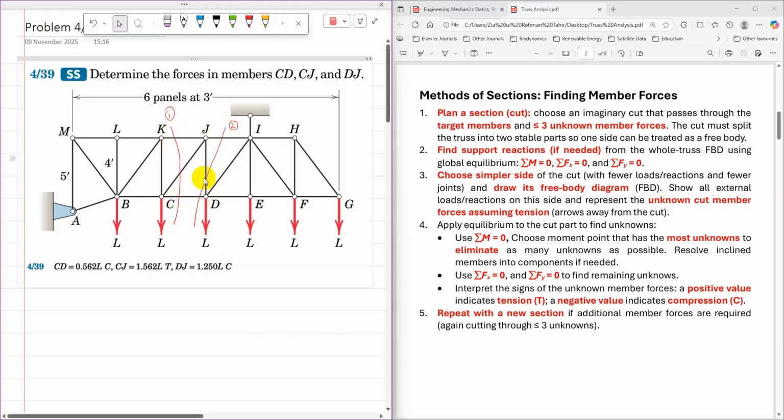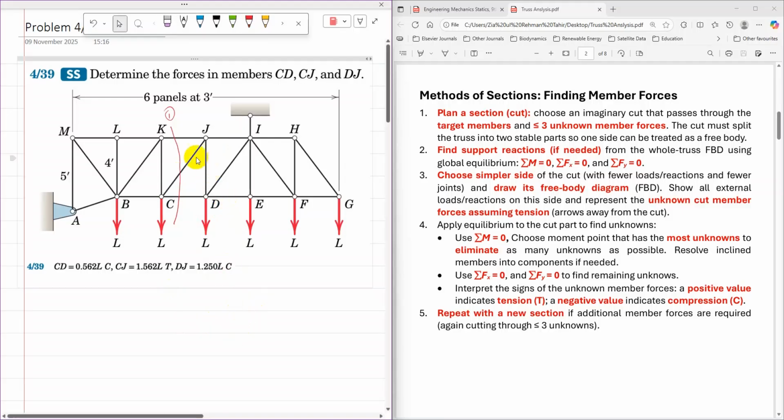Or there is a possibility that once the member forces at cut 1 are calculated, then we can use the method of joints. So if I use cut 1 first, followed by another step, I will see whether the method of joints or the method of sections is going to be applied after that.